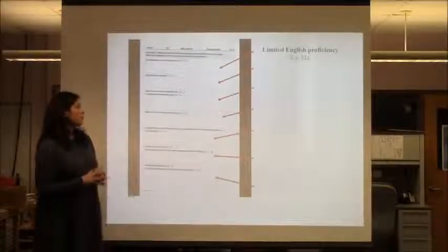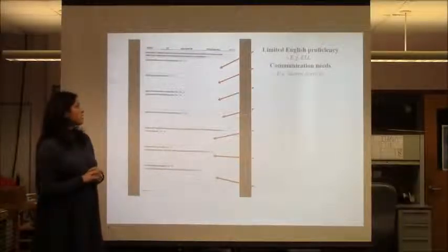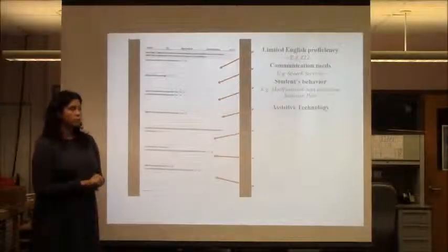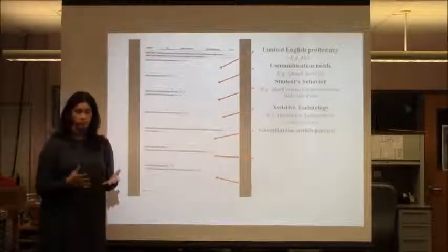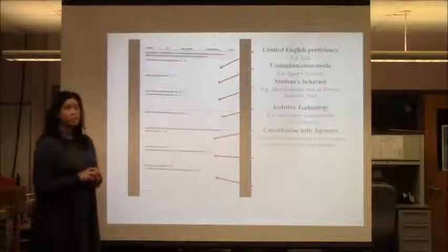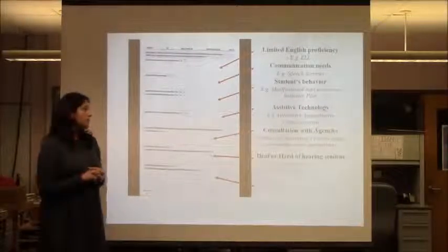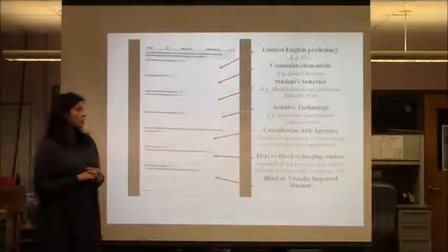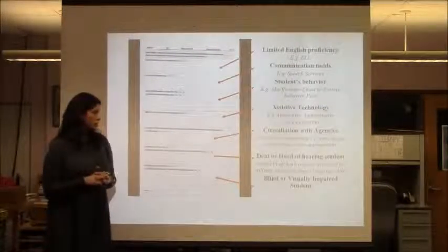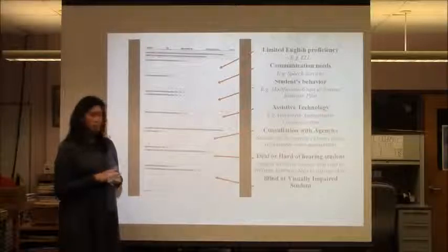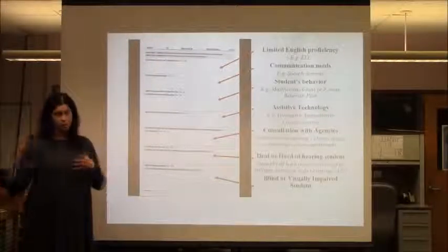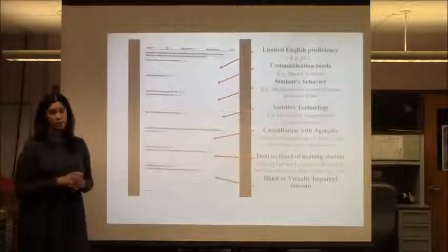And then you have several sections here. Is your child an ELL learner? Is English their second language? Are there communication needs, such as speech services? Is there a behavior plan? Assistive technology, consulting with agencies. Are they deaf or hard of hearing, or blind or visually impaired? So all these points would be checked off and then explained further if it is a yes.